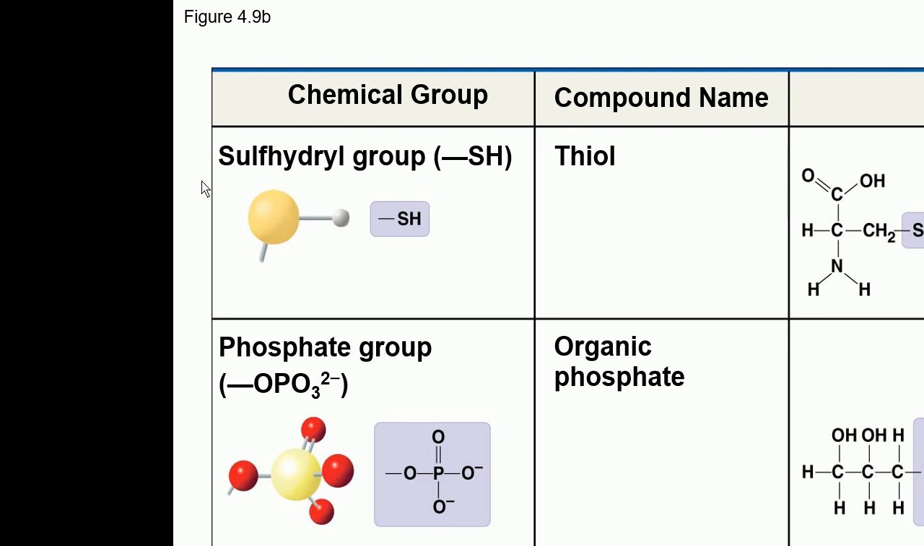Then there are a few more groups, like the sulfhydryl group. The sulfhydryl group has sulfur and hydrogen in it. It is also called the thiol group. There are some amino acids, like cysteine, that have this SH group in them.